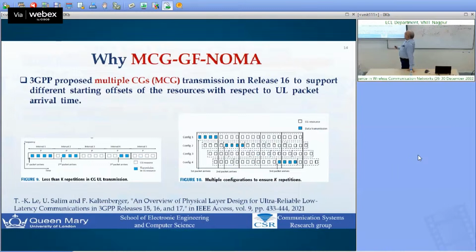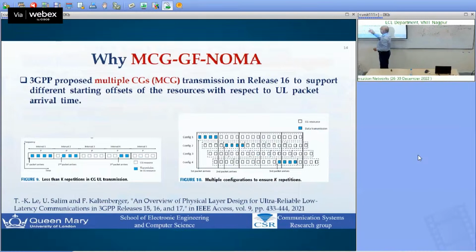So that's why in 3GPP release 16, they proposed multiple configurations. The different configuration is, for the first configuration, the intervals are defined. This is first configuration, first interval, second, third, like this. So for a particular user equipment, if the packet arrives here, it will select this configuration.